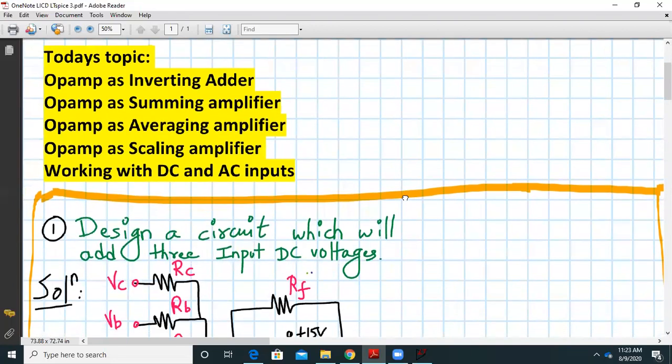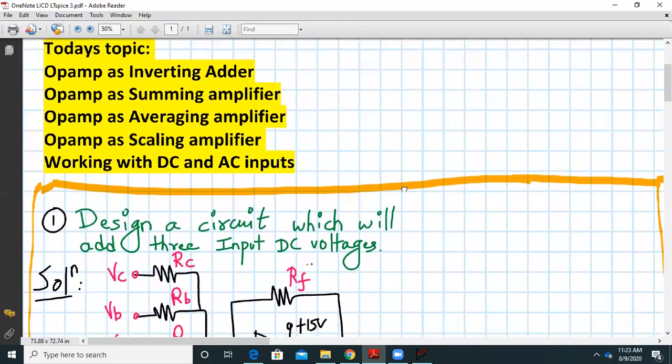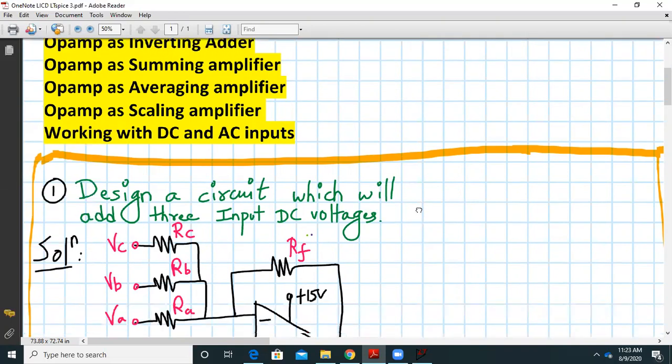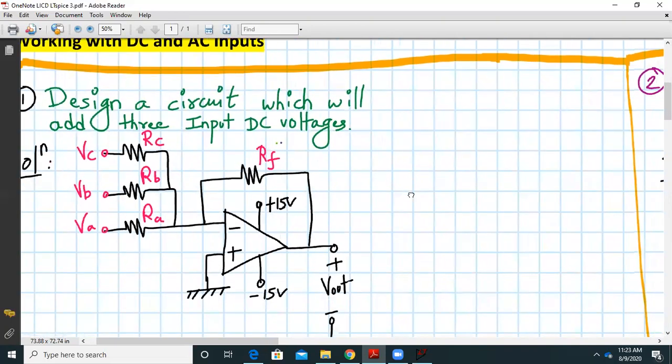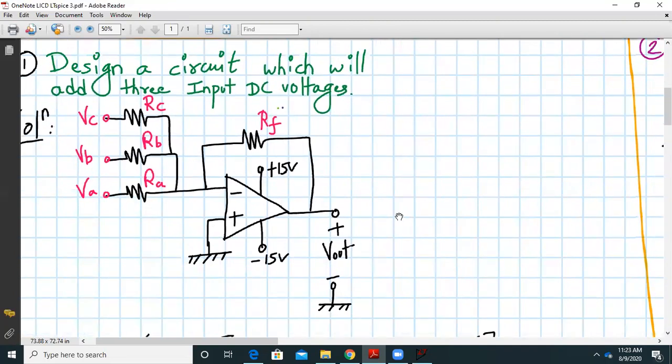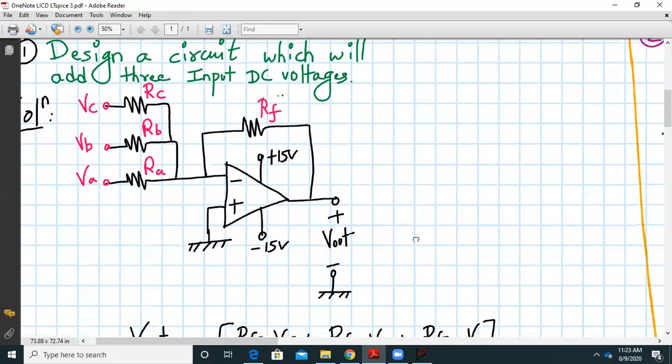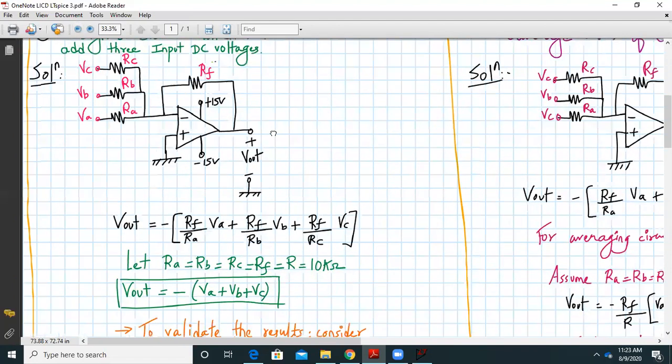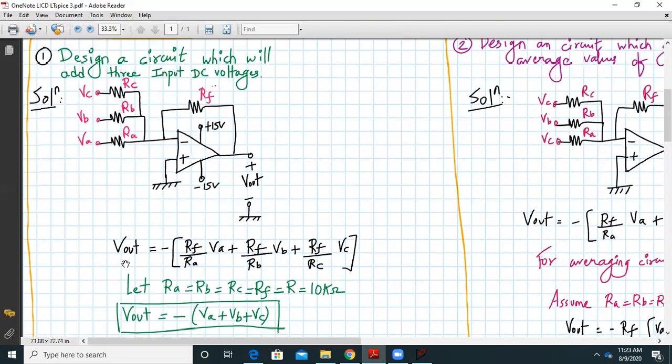So first we have a statement that design a circuit which will add 3 input DC voltages. So this is an inverting adder circuit having 3 input voltages as VA, VB, VC, and we have to design it in such a way that it will add these 3 voltages. So this is my output expression, that is V out.